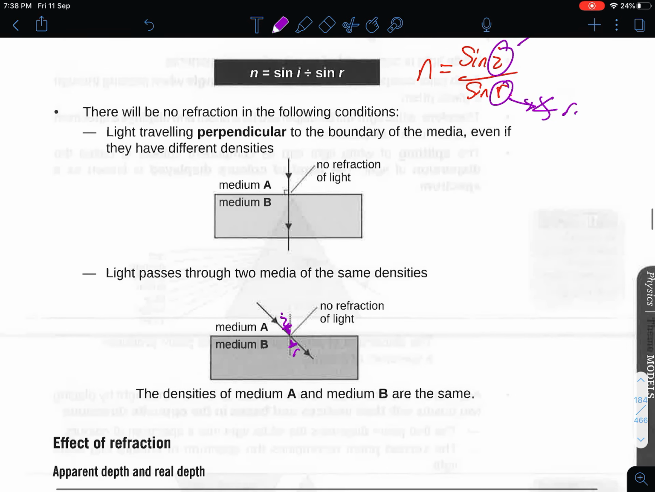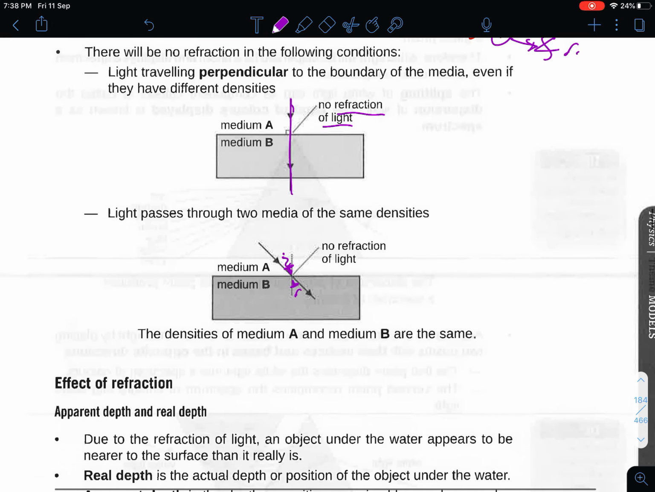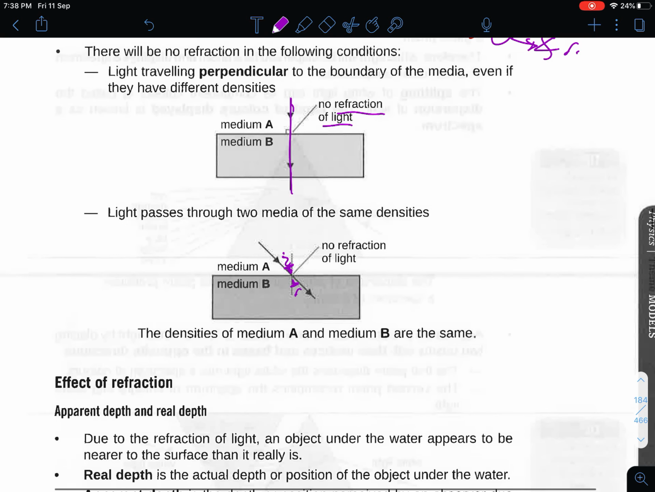Now, in the event that the light ray does not shine at an angle, instead it shines at 90 degrees, aligned directly, parallel to the normal, then how so? There will not be any bending of light, it will just go straight downwards. And in the event that both medium A and B have the same density, the light will not bend at all, it will just move in a straight motion.